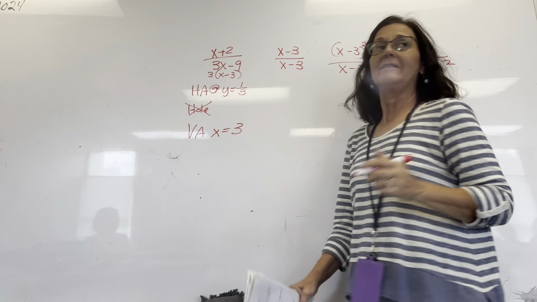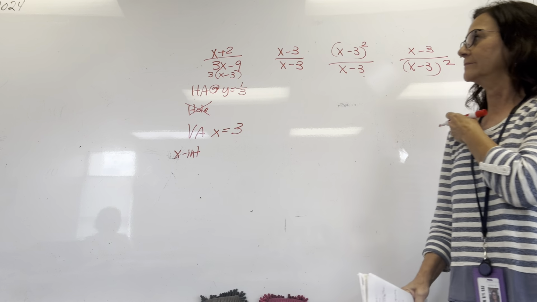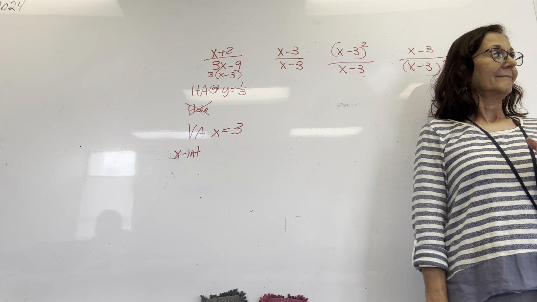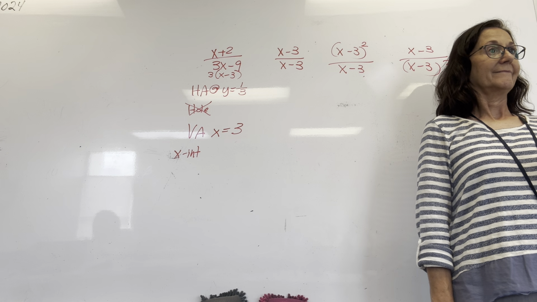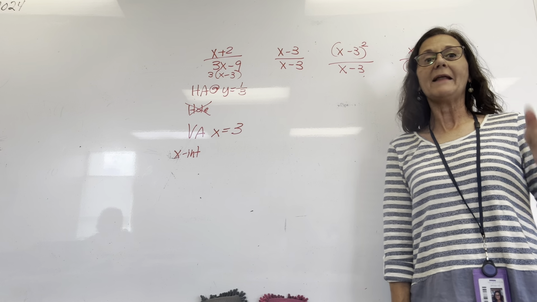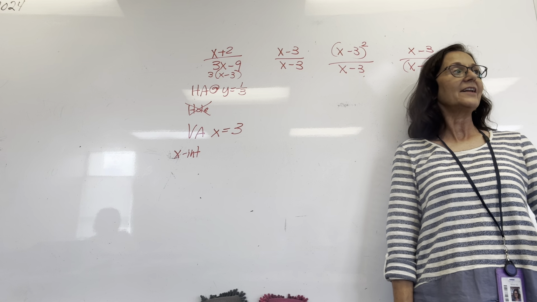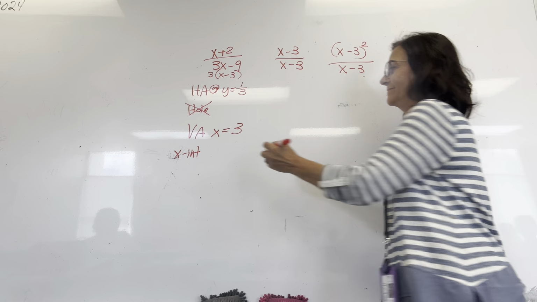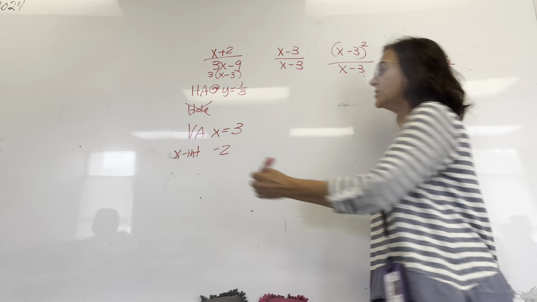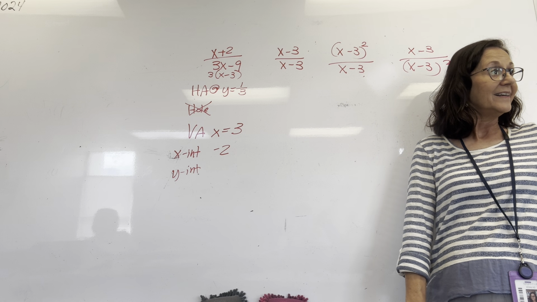And x minus 2 is in the numerator. What's the x-intercept? Not the y-intercept, the x-intercept. It's -2. It's a zero of the numerator. It's not a zero of the denominator. What's the y-intercept? Negative 2/9.